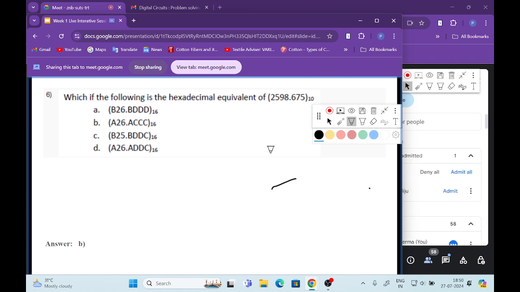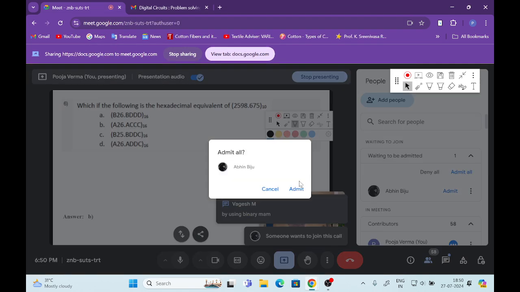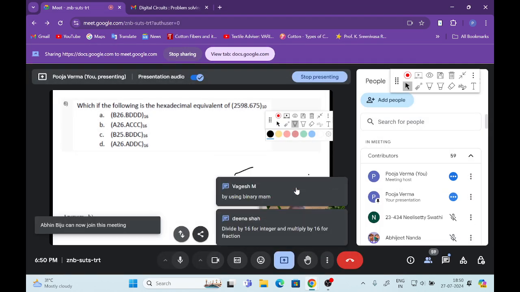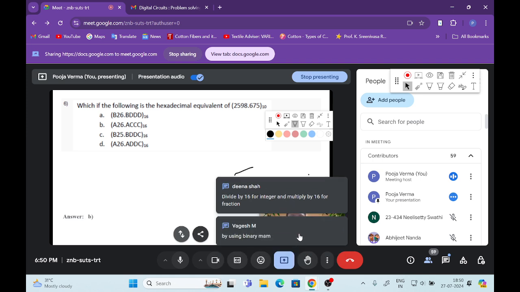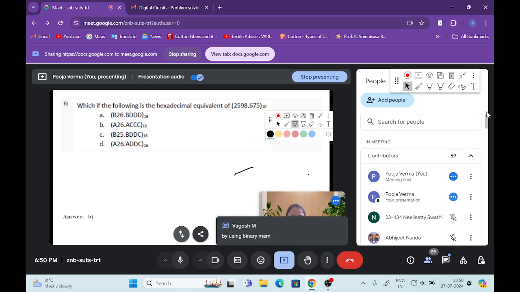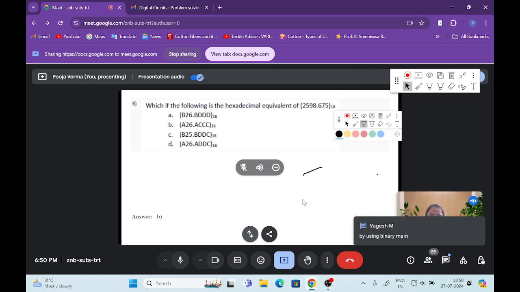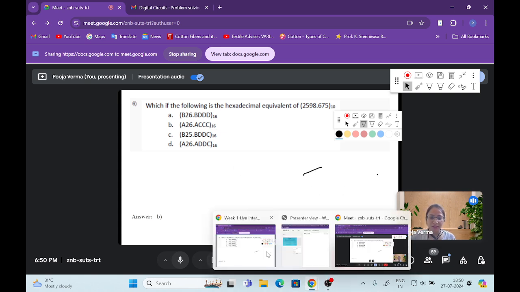2598.0675. Correct, divide by 16 for integers and multiply by 16 for fractions. Yeah, you can do it both ways. So here a decimal number is given, and you have to convert it into hexadecimal.